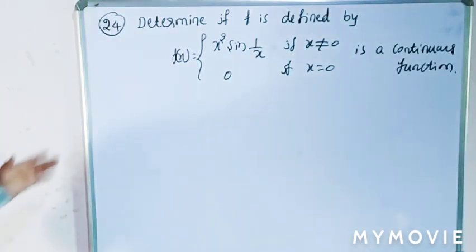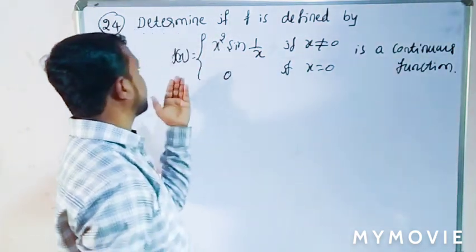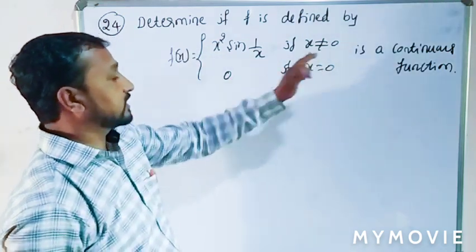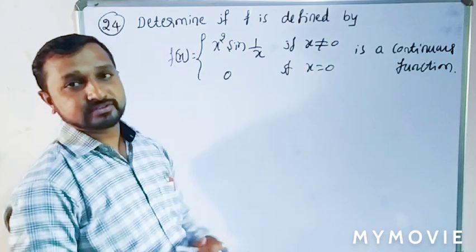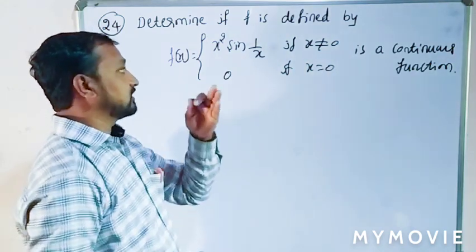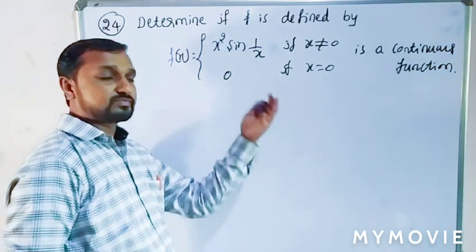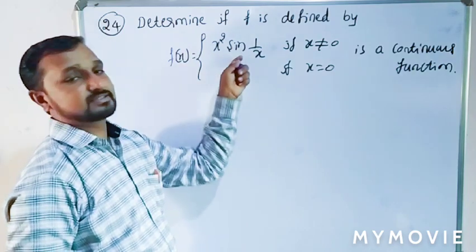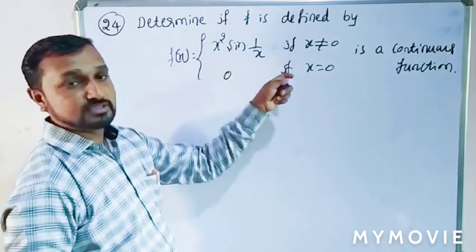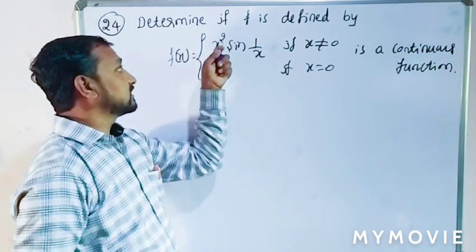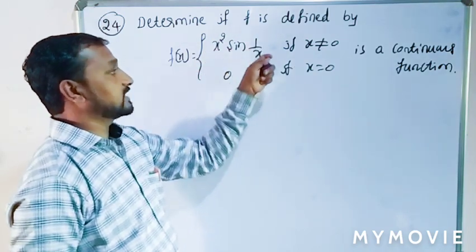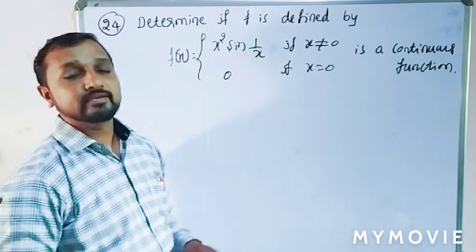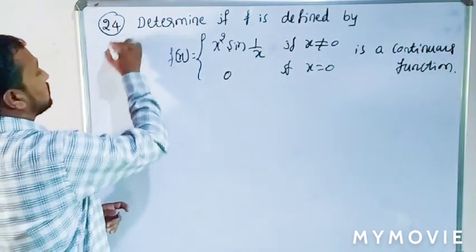Students, determine if f defined by f of x equal to x square into sin 1 by x if x is not equal to 0, and 0 if x equal to 0, is a continuous function. This is a very easy example. The function at x equal to 0 is f of 0 equal to 0, and the limit of f of x as x tends to 0 is x square, 0, into sin of 1 by 0. This is not defined but 0 into anything is 0. So this is a continuous function. Try it yourself. This is your homework, students.